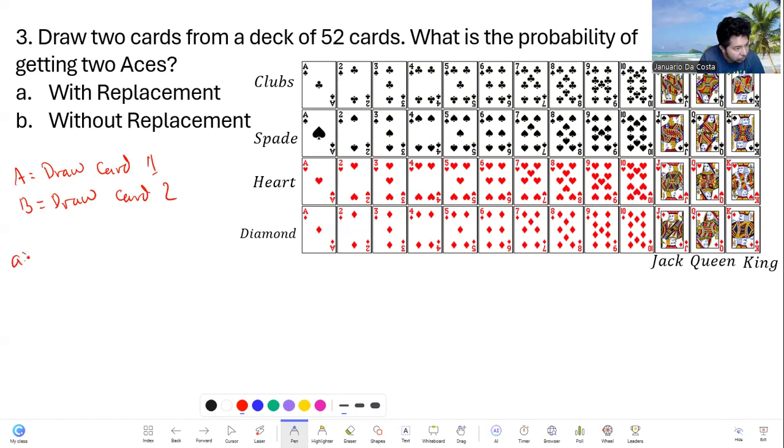Okay? If in a condition with replacement, draw card 1 as an ace. Both of them you want to get an ace. Okay, so the probability of getting A, drawing an ace, is what? 4 over 52.